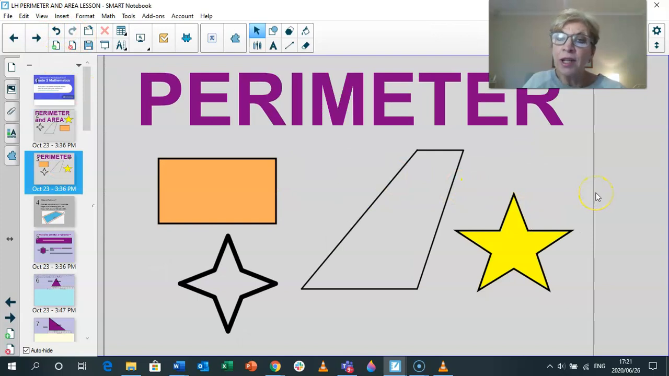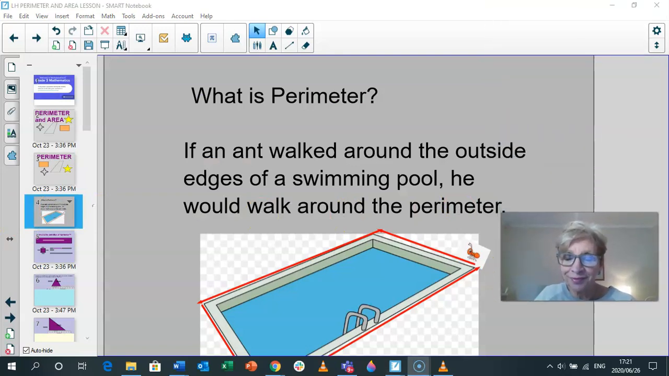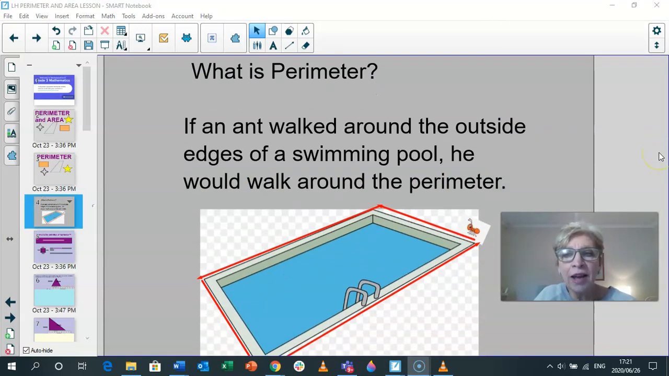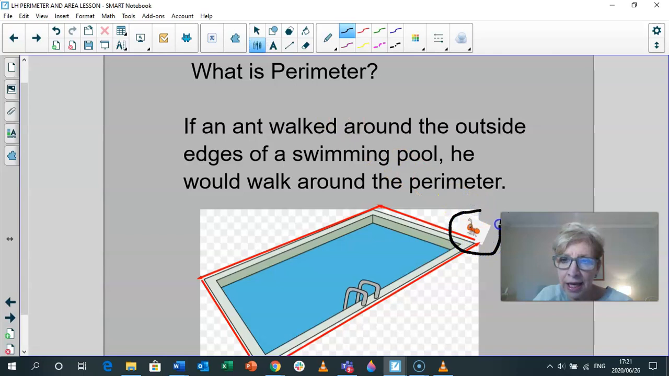So there we go. We're going to start with perimeter. All right, and you can see the meter word there, and you would have seen that in other measurements. So what is perimeter? Well, let's have a look. If I have a look at the swimming pool, let's assume that little Andy Ant is right here. Can you see little Andy Ant? I'm going to circle the little ant there.